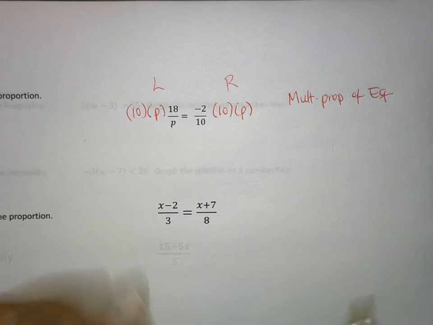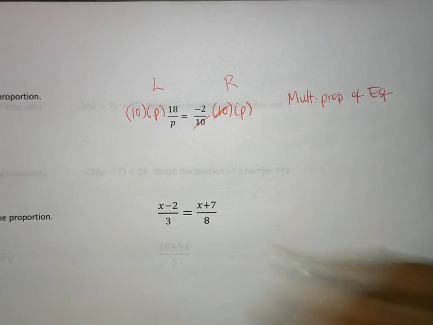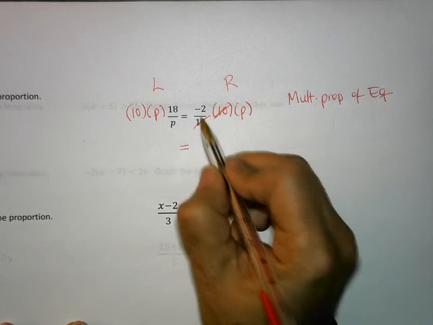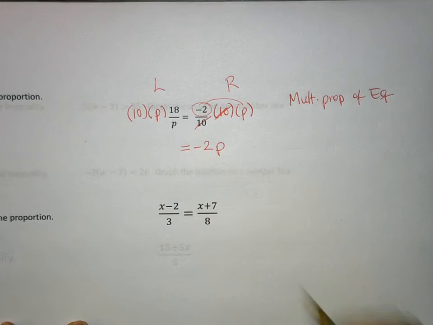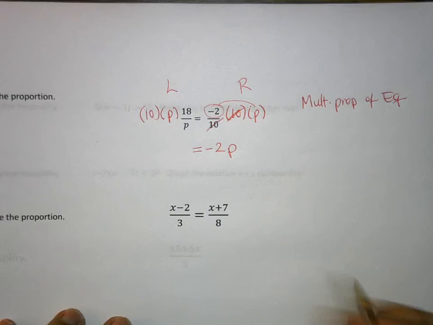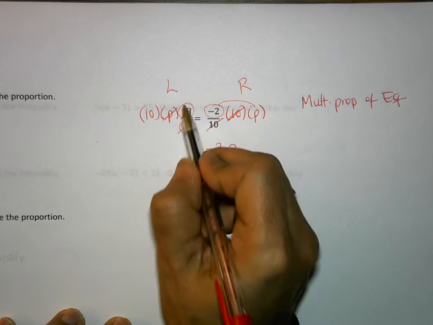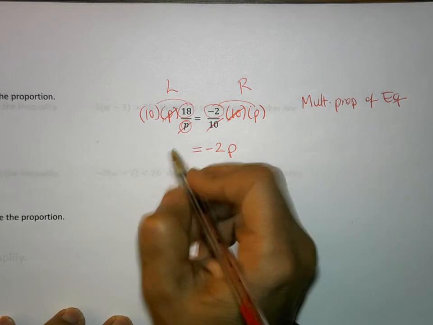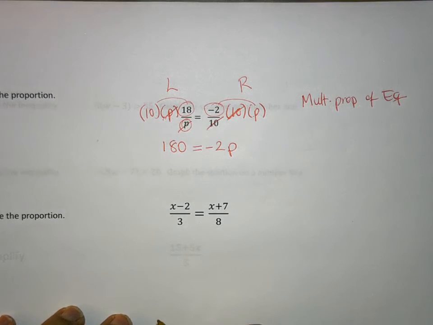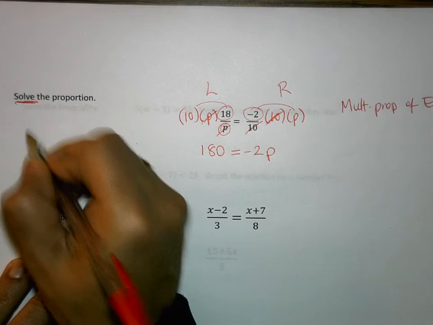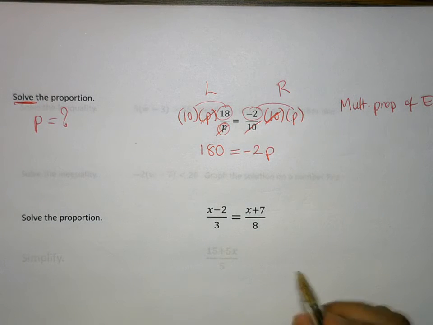On this side, the 10s cancel. So I don't need to multiply by 10 and then divide by 10. So on the right side, the only leftover is negative 2 times p. So we get negative 2p. On the left side, the p's will cancel. And the leftovers are multiplied. 18 times 10. So we get 180. I need to isolate. Solving the proportion means I need to find out what the value of p is. So I have to finish finding the value of p.